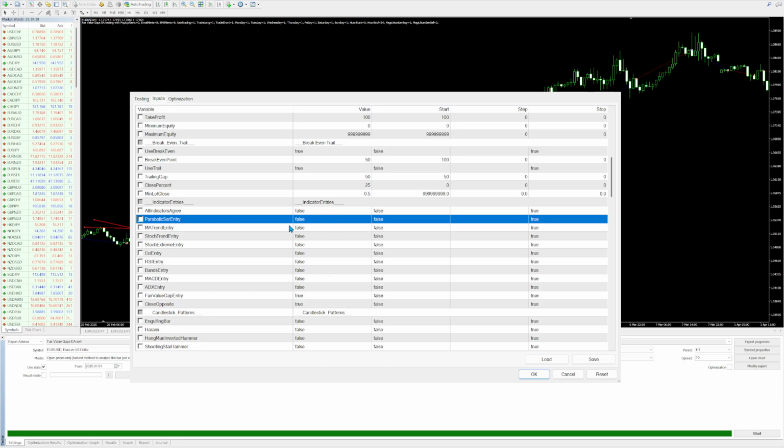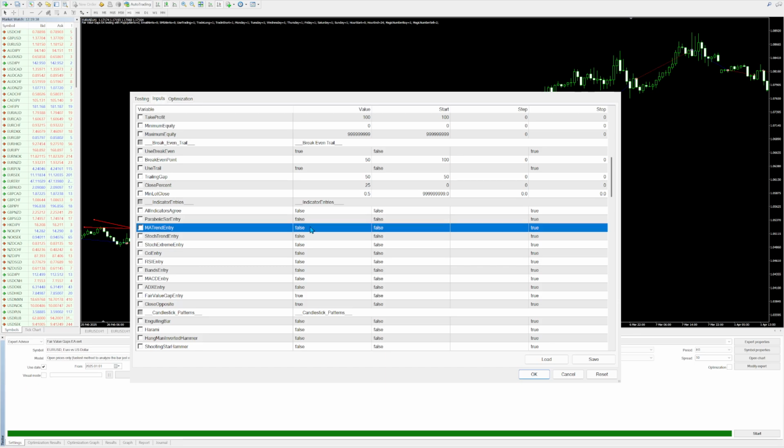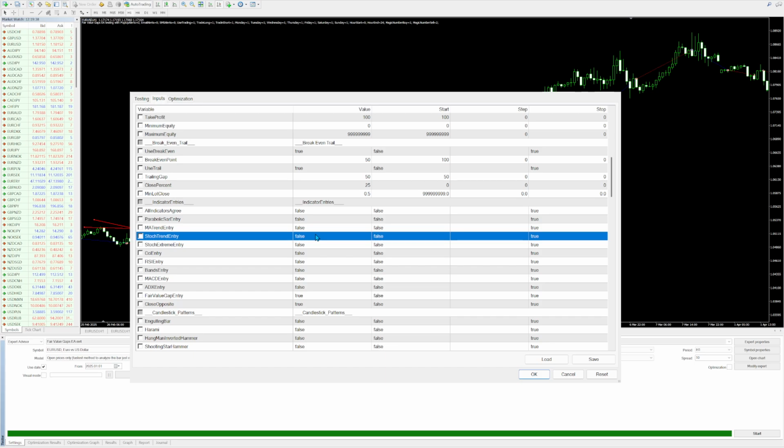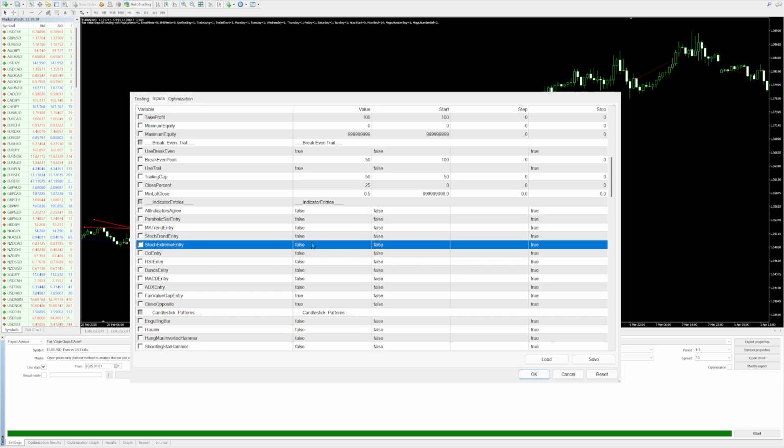So parabolic SAR entry, you can set to true or false. That's basically the parabolic SAR to be below the price for a buy or above the price for a sell. MA trend entry, so the price must be above the moving average for a buy, below for a sell. Stochastics trend entry, so the stochastic signal line must be above the main line for a buy or below for a sell. Stochastic extreme. Stochastic must be below 20 for a buy or above 80 for a sell.